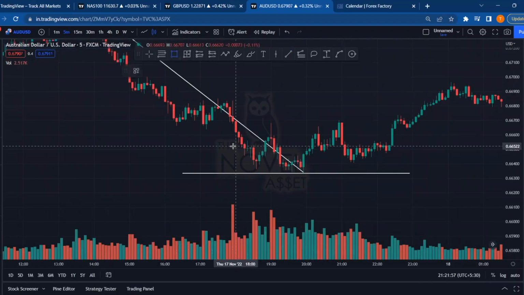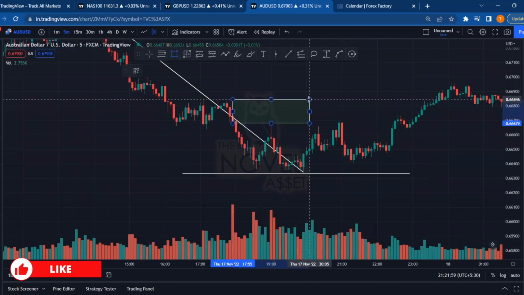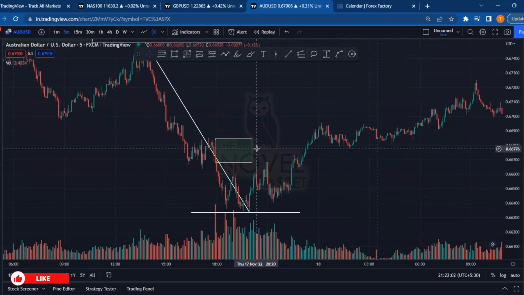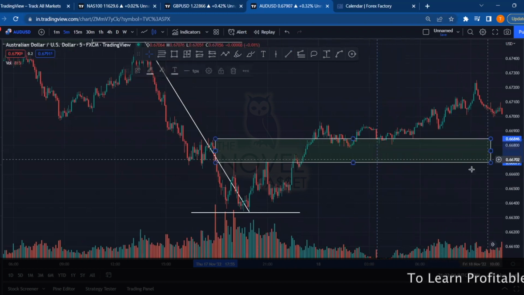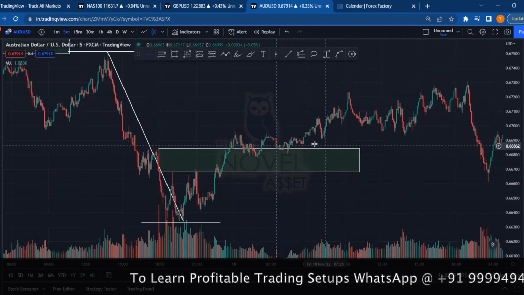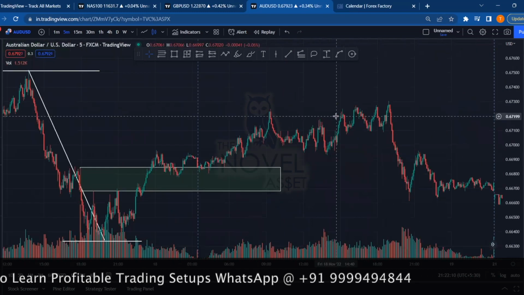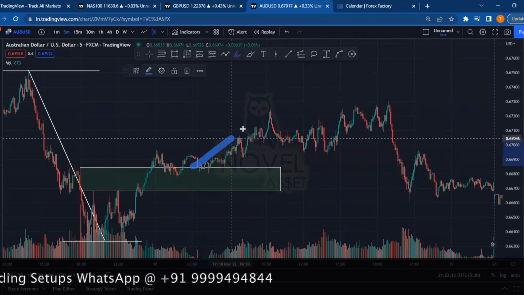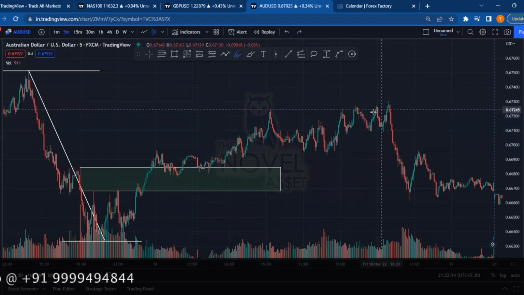What I'm going to do with this highest volume candle is mark the high and low of the price candle, and then stretch it to the next day. What I can see over here is that the price was above this level. It was sustaining towards the upside and making higher highs and higher lows.